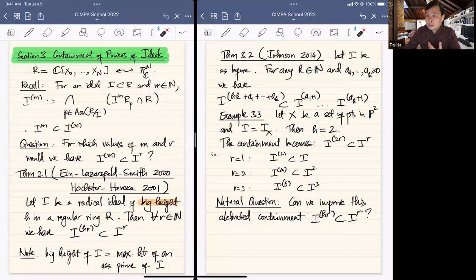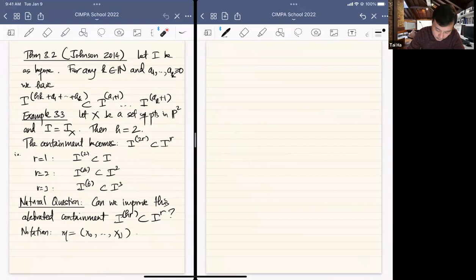Okay, so here I'm going to denote notation. M is going to be the maximal ideal. In an attempt to improve this containment, there are two conjectures. So this one is, maybe I have 3.4 here, what is called the Harbourne conjecture.